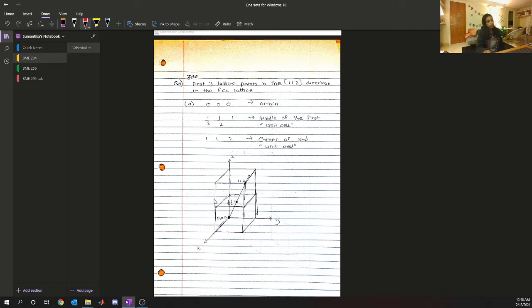Remember, unit cells are all 1 by 1 by 1, so you can't have a unit cell that's bigger than that. So you would have to add another cube to get that extra 2 in what I would like to call the z direction at this point.